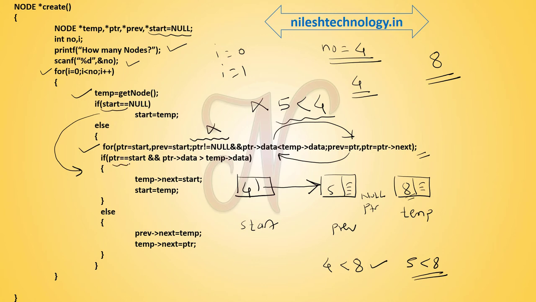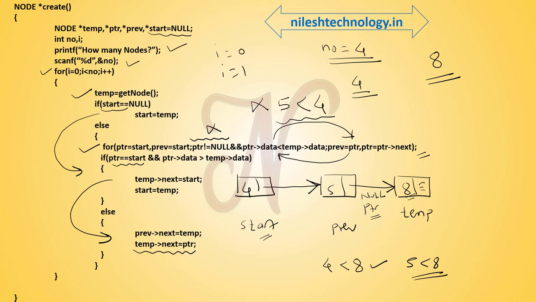Next, if ptr is equal to start? No. Ptr and start are both pointing to different locations. Here start is pointing to the first node 4 and ptr is null. So both have different values. So it is directly going to else. So prev of next equal to temp. So this is your prev, node 5. The 5 node is the prev. So prev is assigned to this temp. Okay, and temp of next is going to ptr. So temp of next has the value of ptr, which is null.